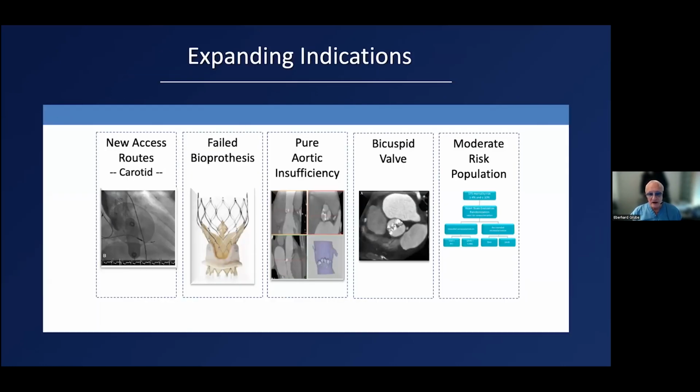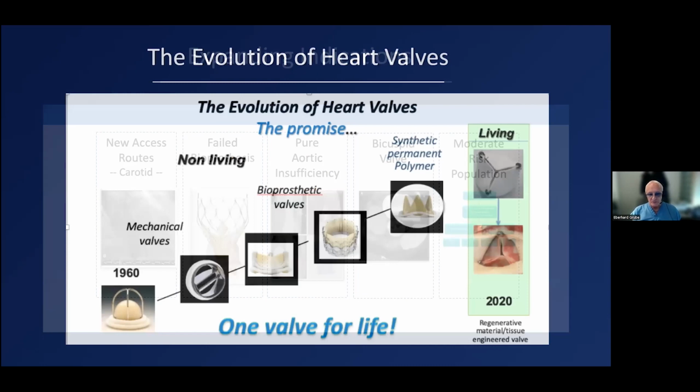As we all know, we are expanding indications. We find new access routes, as an example here, carotid. We're dealing with failed bioprosthesis. Previous speaker pointed that out already, discrepancies between invasive and echo findings on SVD and BHV. We're dealing with pure aortic insufficiency. We have means to do this now, particularly in Asia. We're dealing with bicuspid valves, and obviously we move into the field of moderate risk aortic stenosis patients.